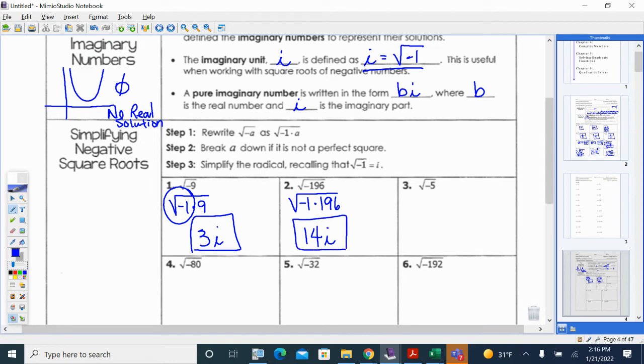Number 3 is a little different. So 5 is a prime number. It doesn't have a perfect square. But if I rewrite this as the square root of negative 1 times 5, the square root of negative 1 reduces to an i. But the square root of 5 is going to stay the square root of 5. So the answer to number 3 looks like this: i times the square root of 5.